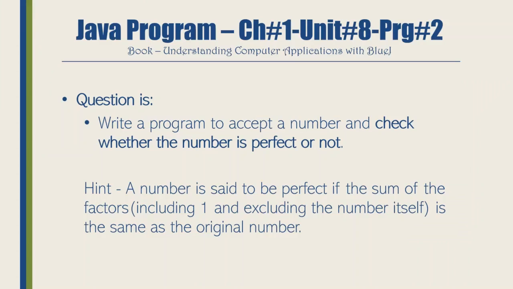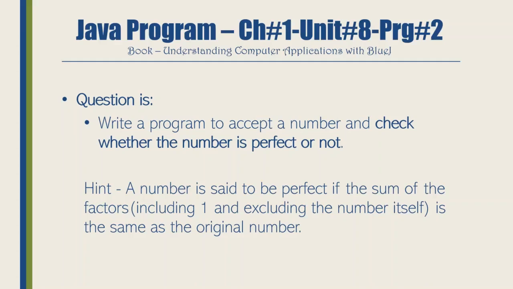Before we begin, it is important to understand what a perfect number is. A perfect number is a number where we find the factors of the number and add them. If the sum of the factors is equal to the number itself, then it is called a perfect number. Please note, you have to include 1 and exclude the number itself.